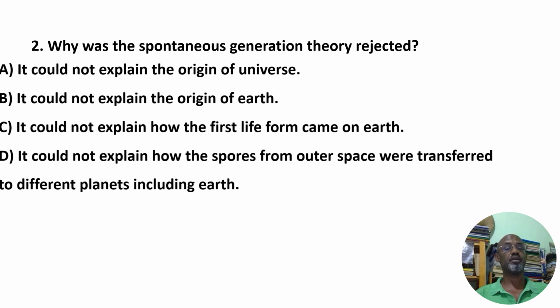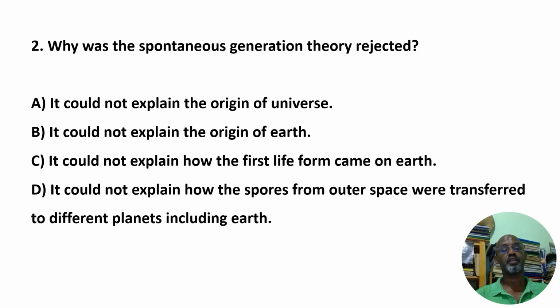Question number 2. Why was the spontaneous generation theory rejected? Let's see the choices. A. It could not explain the origin of a universe. B. It could not explain the origin of the Earth. C. It could not explain how the first life form came on Earth. D. It couldn't explain how the spores from outer space were transferred to the Earth. Therefore, the answer is, of course, it couldn't scientifically explain how the first life form came on Earth. The answer is C.